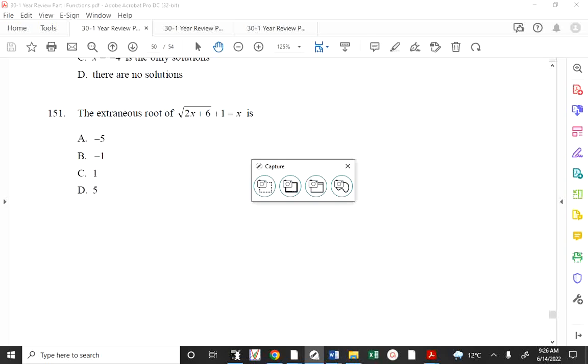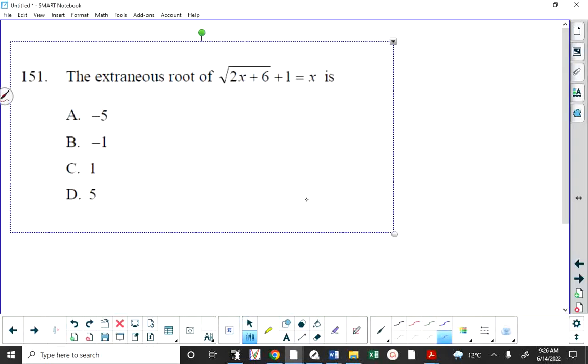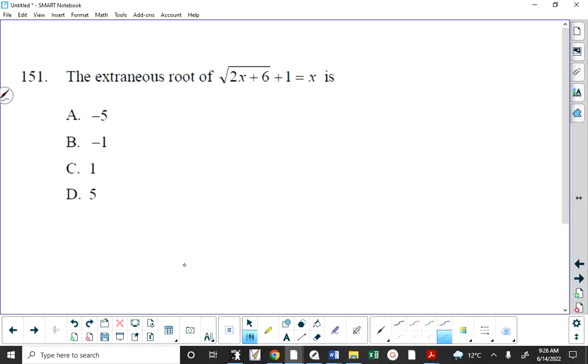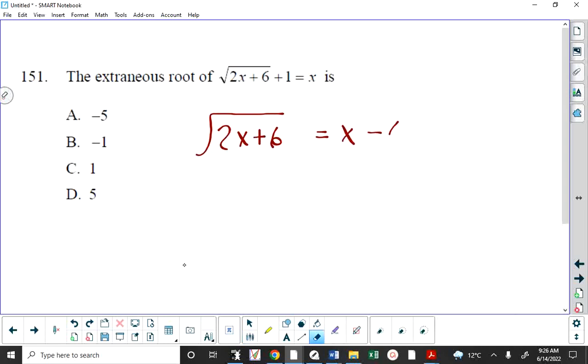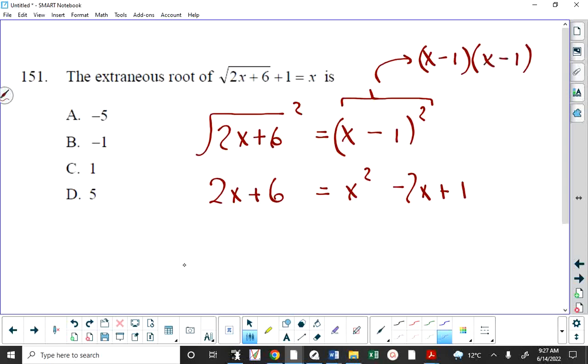So the very first step in solving a radical equation is to isolate the radical, so I can write 2x plus 6 as a radical equals x minus 1. I square both sides. That, of course, eliminates the radical on the left side, and then I get x squared minus 2x plus 1 here, because this means x minus 1 multiplied by x minus 1.